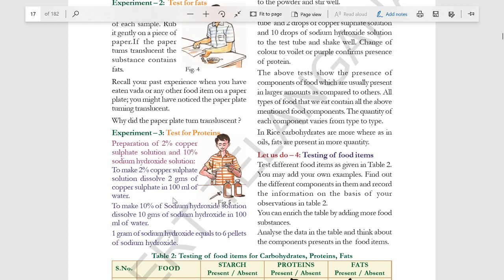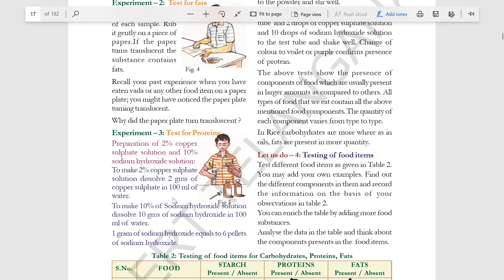And one more thing: if you are eating any fried food, like pakodi or chips, and you don't want to conduct a test, just take that food item onto a paper, press it with your hand, and see that the paper turns translucent.